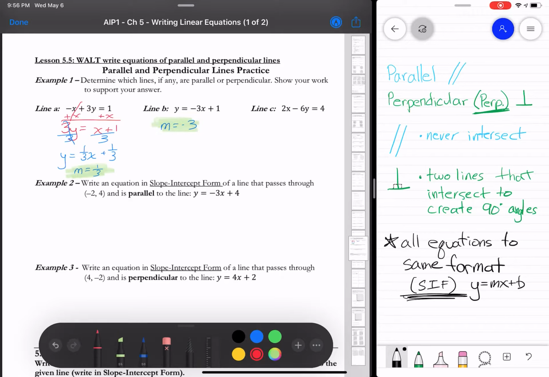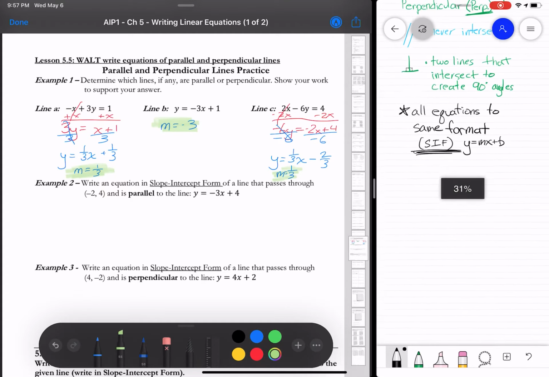Now the other one. All right, subtract by 2x. We want to get this in slope-intercept format. I get -6y equals -2x plus 4. Let's divide by -6. So I get y equals positive 1/3 x minus 2/3. I got 2/3 because it should be 4/6, and then I simplified it. That means my slope is positive 1/3.